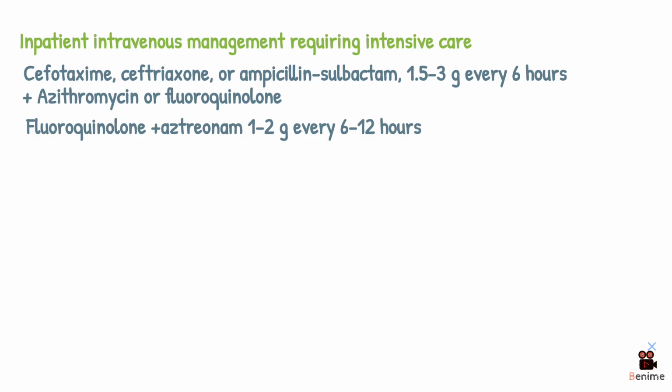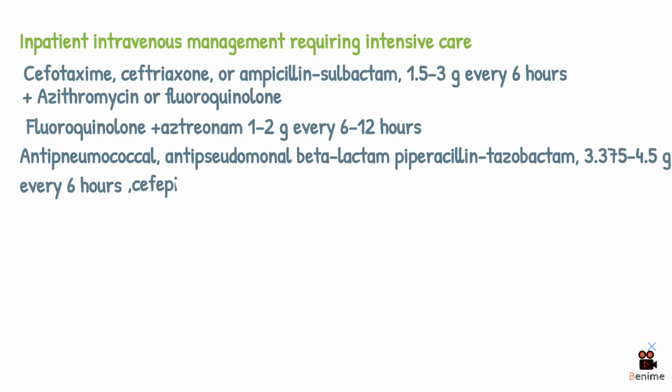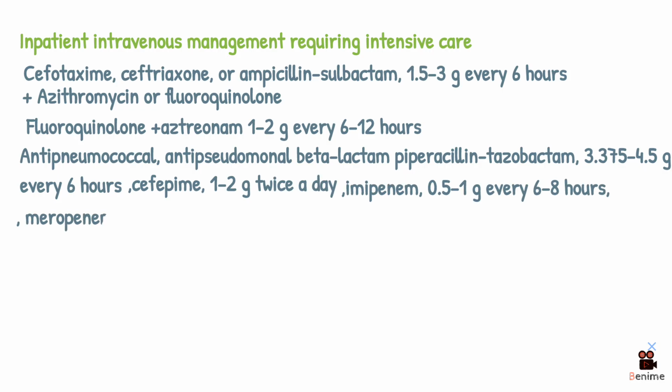If Pseudomonas is on the table, we have to change our beta-lactam to an antipneumococcal, antipseudomonal beta-lactam. This is a very specific class. We're talking piperacillin tazobactam, 3.375 to 4.5 grams every 6 hours. Cefepime, 1 to 2 grams twice a day. Imipenem or meropenem, carbapenems.